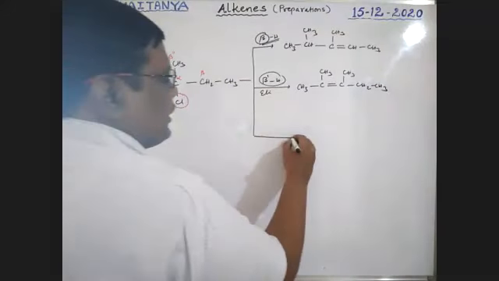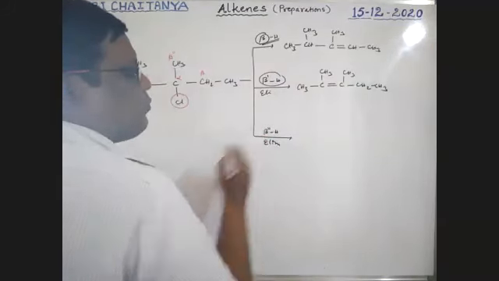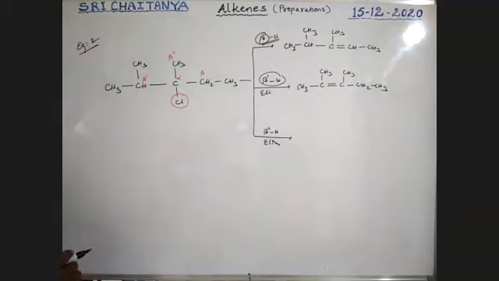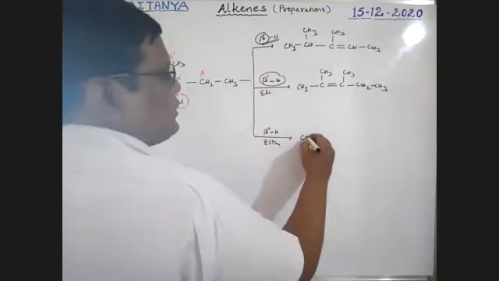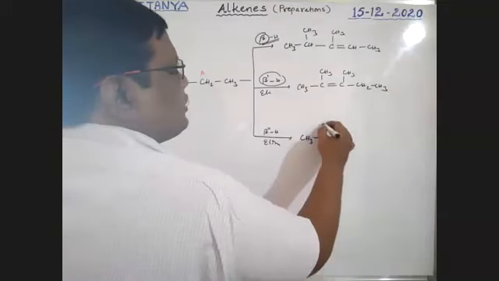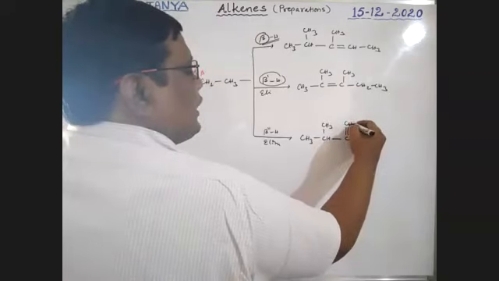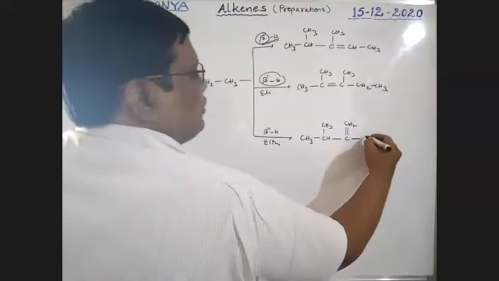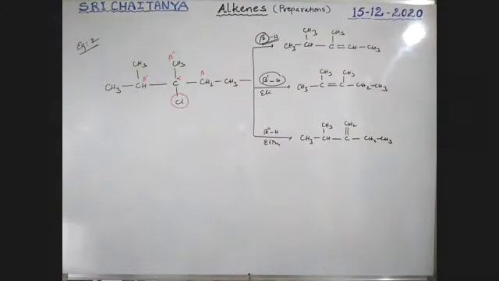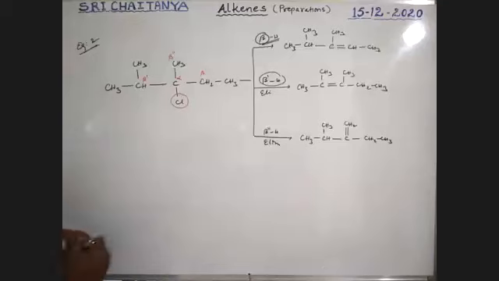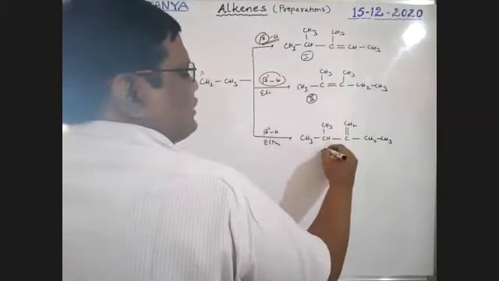Next, third condition. If beta double dash hydrogen is eliminated, now this hydrogen is eliminated. That gives CH3, CH, CH3, C, double bond CH2, CH2, CH3 as the product. These are the three possibilities, boys. This is the first product, this is the second product, this is the third product.